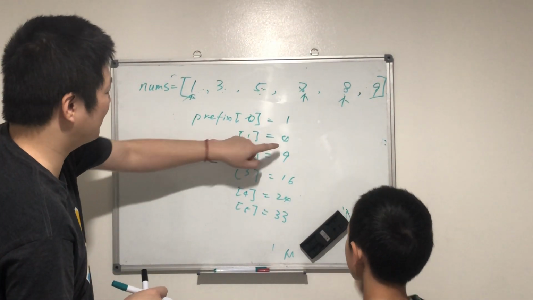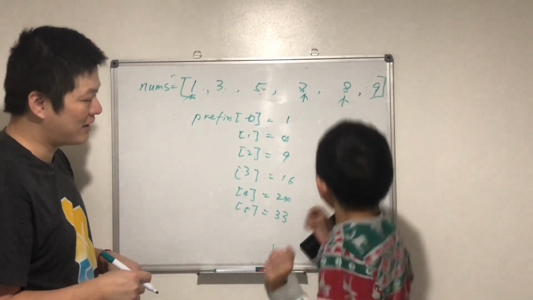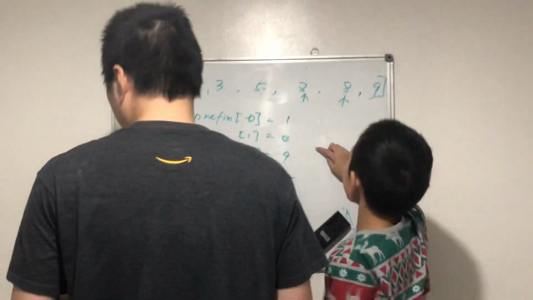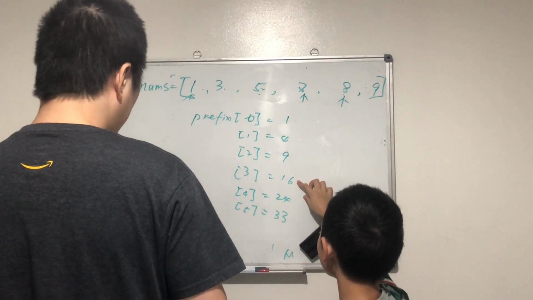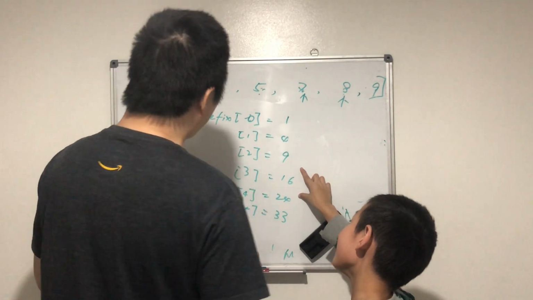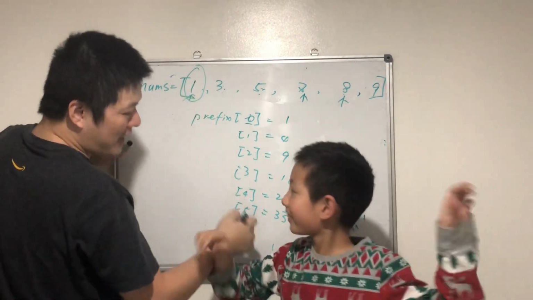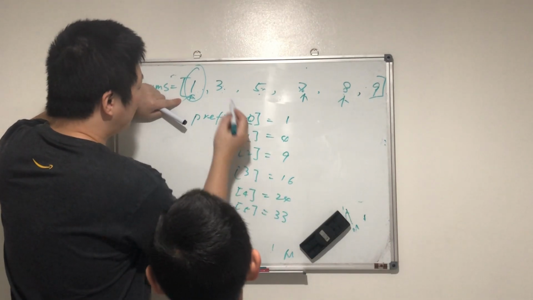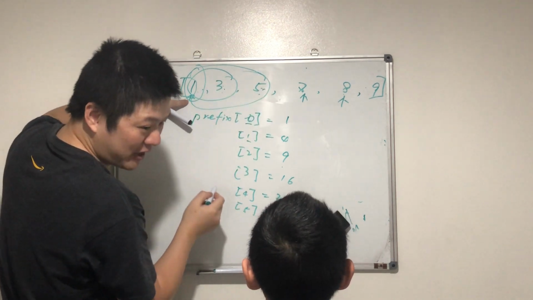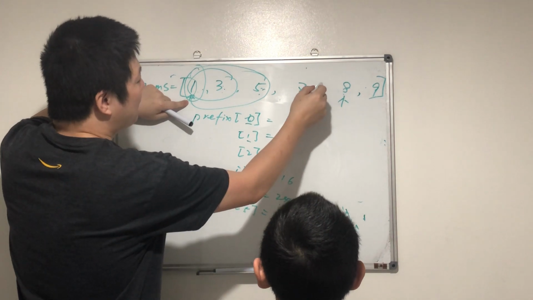This is 4. Why is it 4? You add 3, 5, 7, 9. Do you get it? Because look, the first number is the sum of the first number. The second number is the sum of the first two numbers. The third number is the sum of the first three numbers. The fourth will be the sum of the first four numbers.